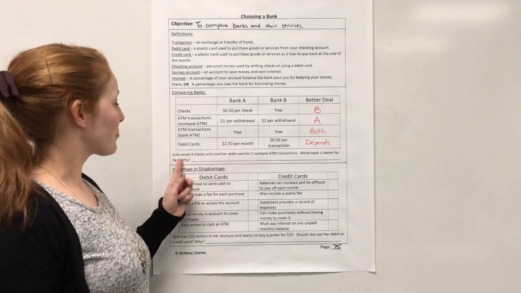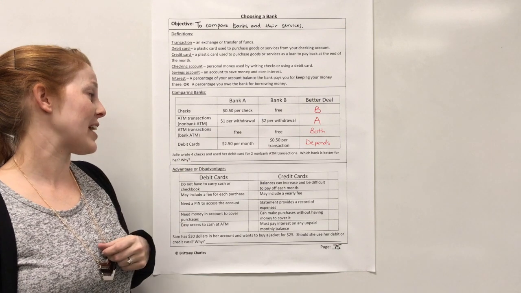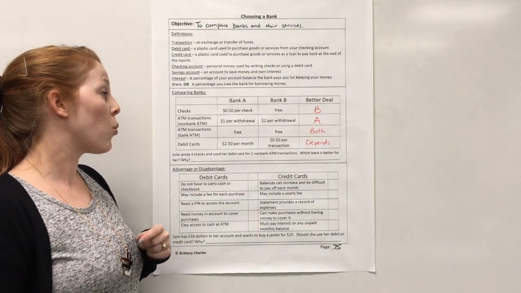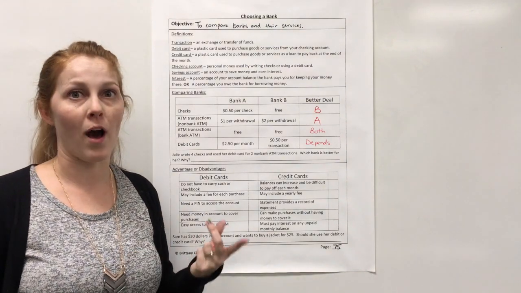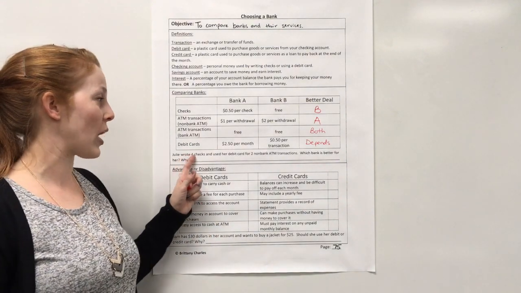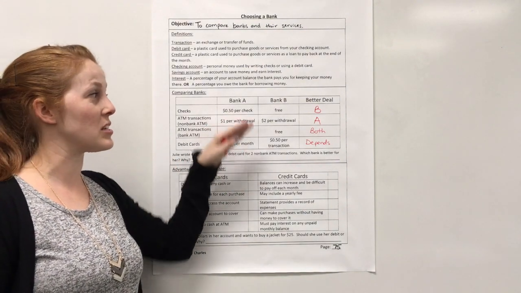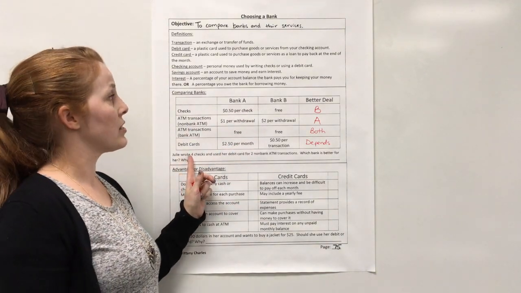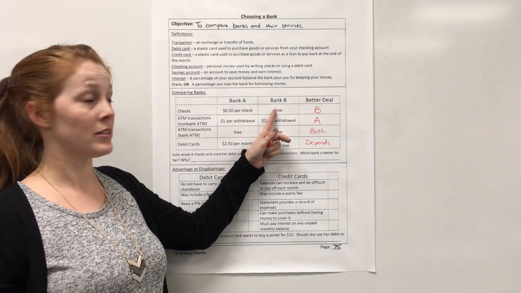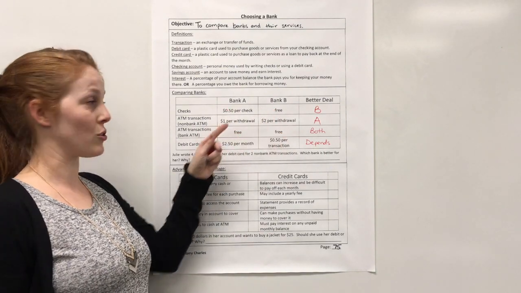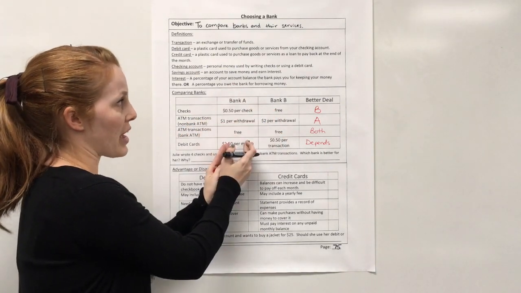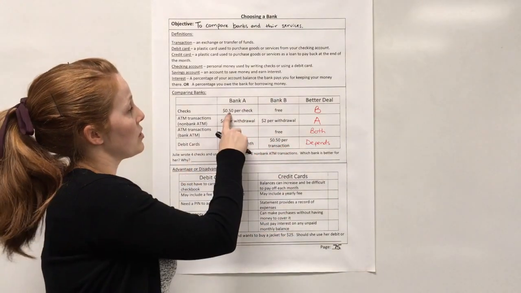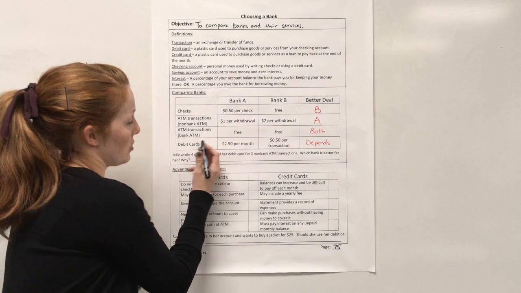Okay. Julie wrote 4 checks and used her debit card for 2 non-bank ATM transactions. Which bank is better for her and why? Okay, so first let's look at what she's using so we can really see which bank would be best for her. So she's writing 4 checks. So here checks would be free. Here checks are 50 cents each. So let's calculate what she would be charged for Bank A and then for Bank B, and that way we can decide. So 4 checks, 50 cents each, so that'd be $2.